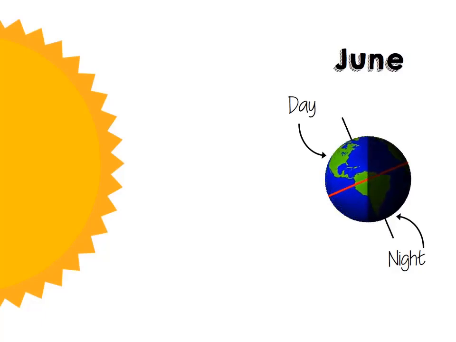What do you notice about the amount of light compared to the amount of darkness now in the Northern Hemisphere? Well, the Northern Hemisphere now is getting a lot more sunlight than it did when the Earth was straight up and down. This means that the days will be longer than 12 hours. It's also a lot less darkness in the Northern Hemisphere, meaning the nights will be shorter than 12 hours. In the Northern Hemisphere, this is our summertime.